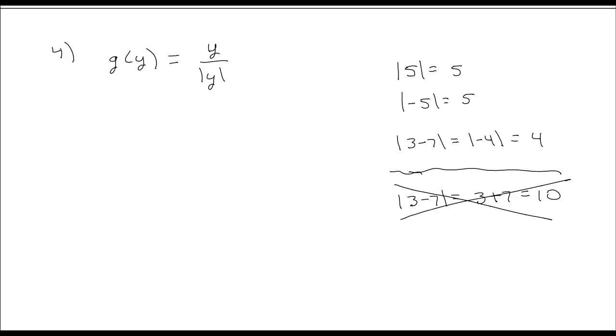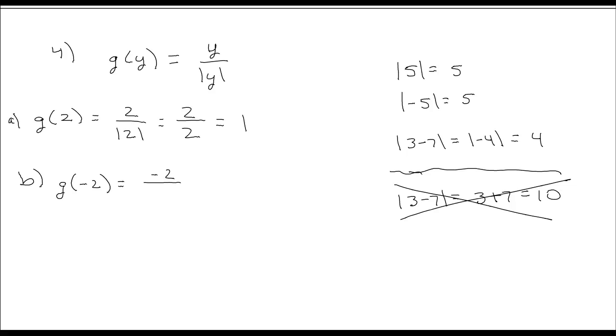So for this problem, they want to know what g of 2 is. So this is part A, which is going to be 2 over the absolute value of 2. The absolute value of 2 is just 2, and 2 divided by itself is 1. So A is 1. For part B, we want to know what g of negative 2 is. So negative 2 over the absolute value of negative 2. The top stays the same with its negative sign, because it's not in the absolute value. The bottom becomes a positive 2. Well, a negative divided by a positive is negative, and 2 divided by itself is 1. So your answer here is negative 1.